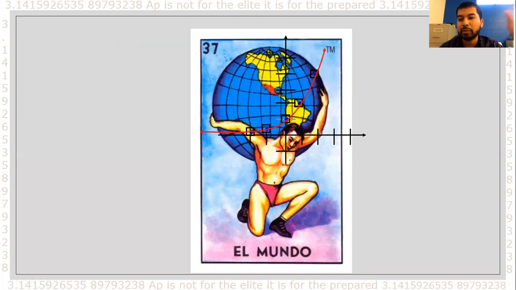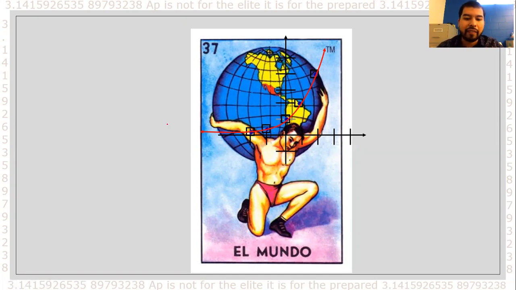Alrighty, so what I want you to think about: whenever I think about an exponential function, I always think of Loteria for some reason. In this game there's a card called El Mundo, and that's how my students remembered it last year, they were just thinking about this guy.